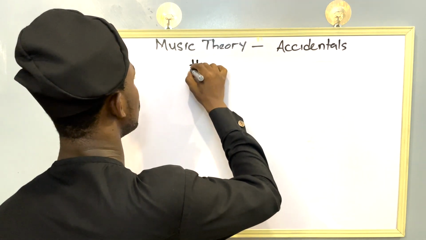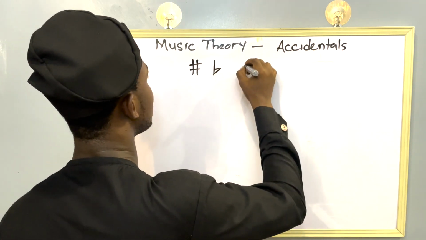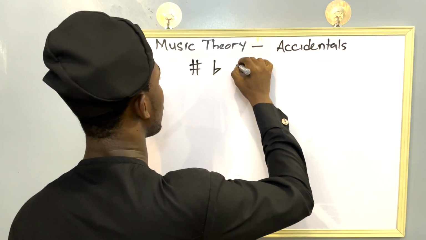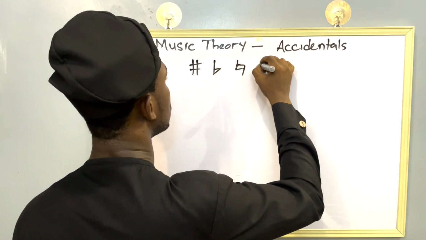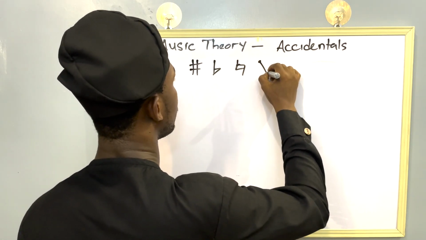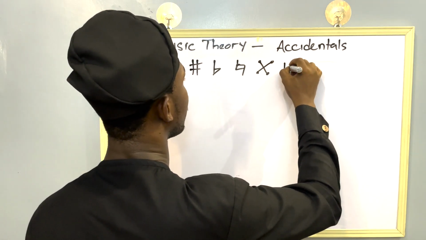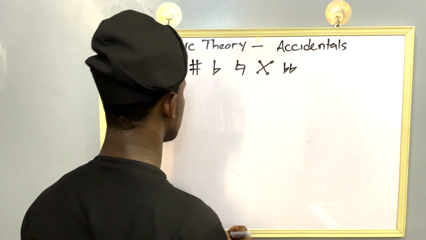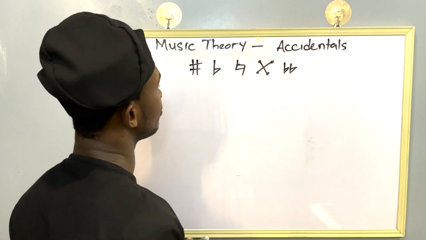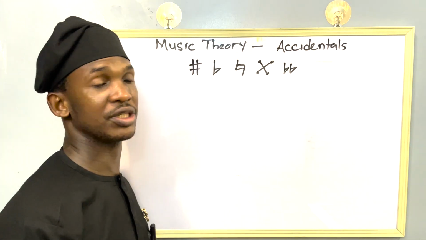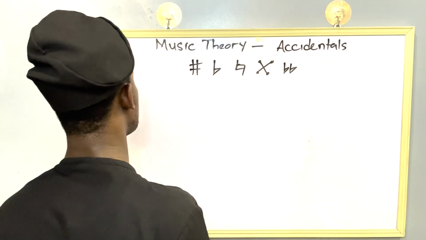We have the sharp, the flat, the natural, the double sharp, and then the double flat. These are the 5 types of accidentals that we use in music. All right, let's go to the sharp.